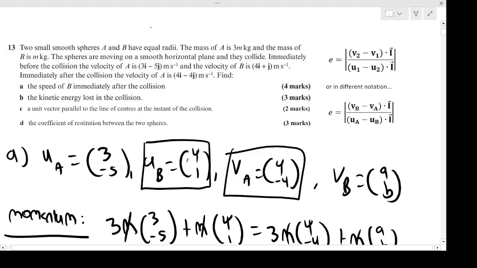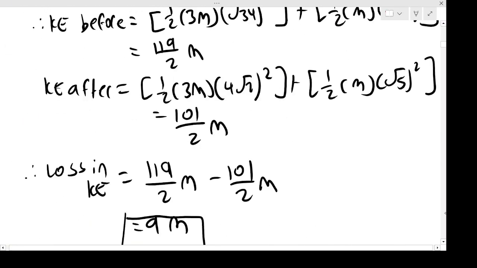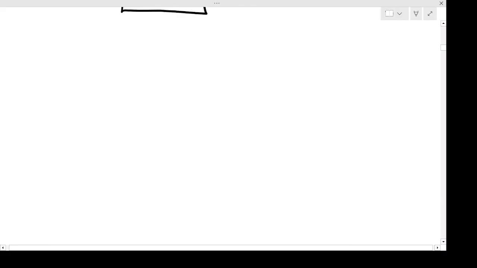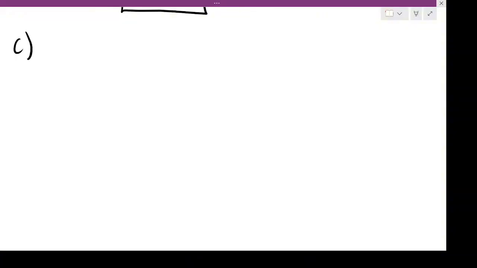Well, again, as I discussed, the question hasn't mentioned where the line of centres is or where the parallel part is. But what do we know is parallel? The impulse. So we can find the impulse. If we want to find a parallel vector, it's going to be the impulse, because that's where it acts. Remember, impulse is mv take away mu. So I'm going to need to consider either A or B. Let's consider A. Let's find the impulse for A, because again, the impulse is going to be the same for both the spheres, so just consider one of them.